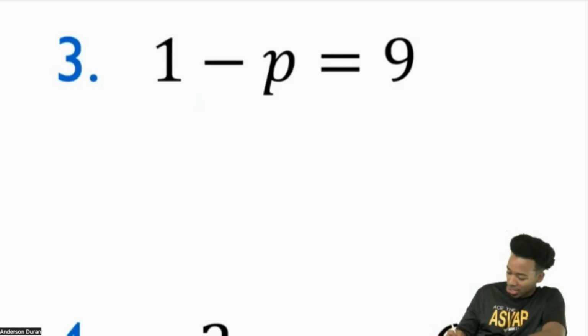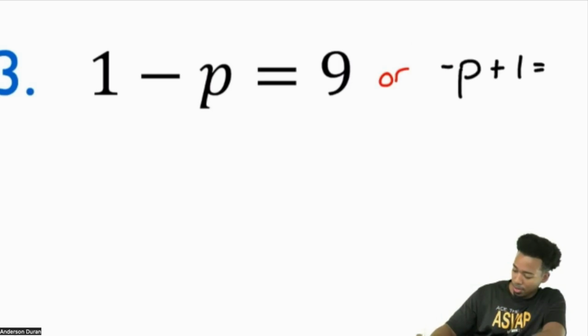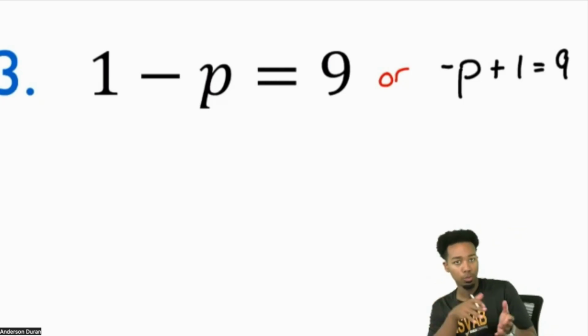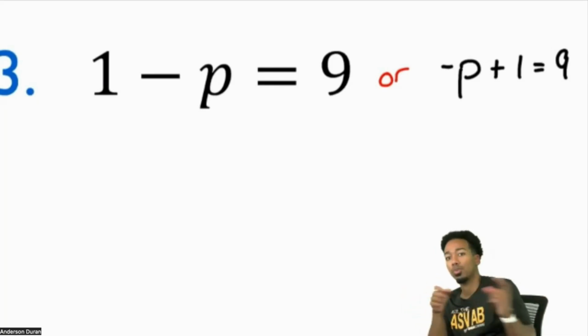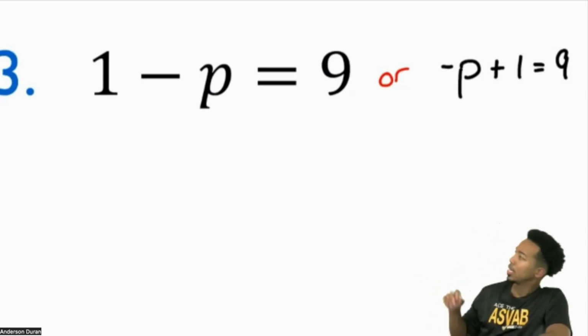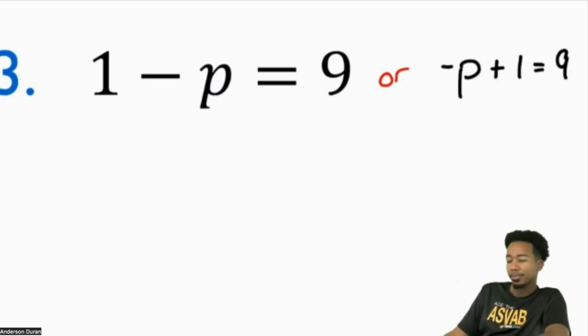Another way you could look at this, if you wanted to, is as negative p plus 1 equals 9. You've got to make sure if you're going to move terms around, bring the signs with them. Like 1 plus 2 equals 2 plus 1, right? If it's 1 minus 2, that's the same as negative 2 plus 1. Bring the signs with you. Brief PSA there. So if we wanted to get rid of that 1, what should we do to both sides, everybody? What should we do to both sides?